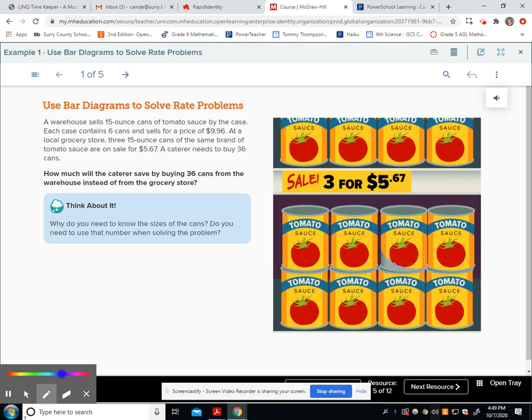Well, actually, it is important to know that both cans are the same size because I would be paying the same amount per ounce, because they're both 15 ounces. I don't actually use that number when I'm solving the problem, but it's important to know because one can is not larger or smaller than the next. They are both the same size.